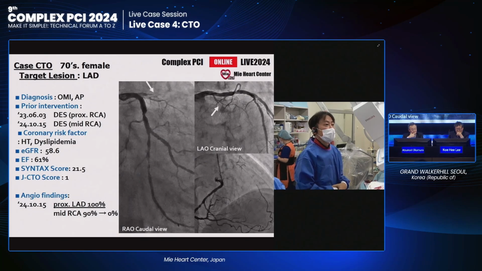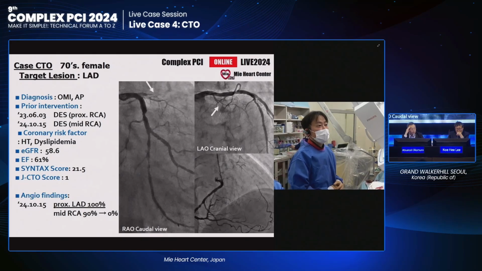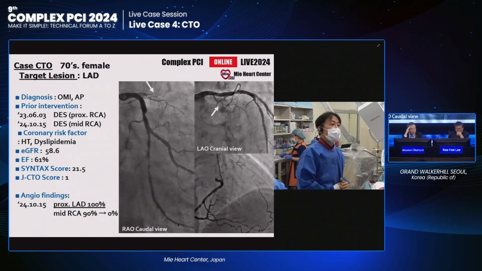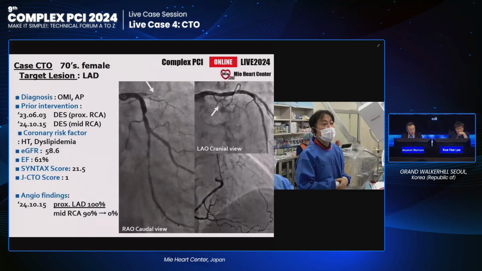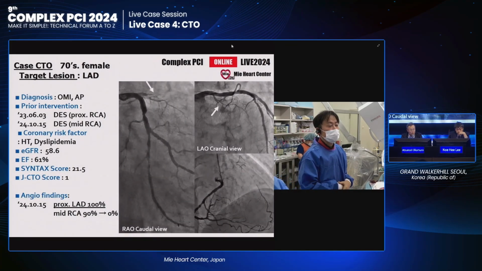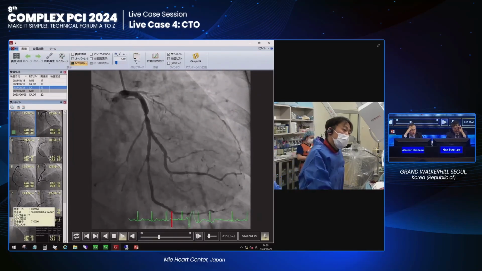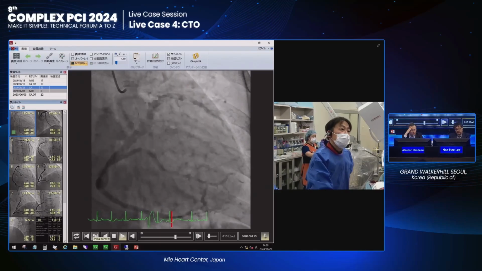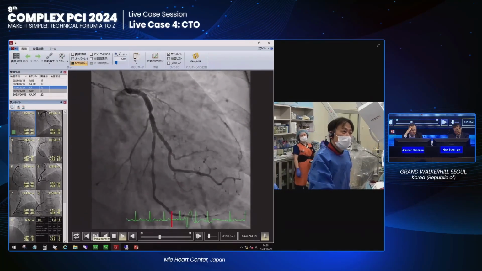She had hypertension as a coronary risk factor. Ejection fraction is okay, and eGFR is 58. The SYNTAX score is 21.5 and the J-CTO score is 1. So I will show the initial angiogram. This is a control angiogram. You can see it already has a CTO with a tapered proximal cap.